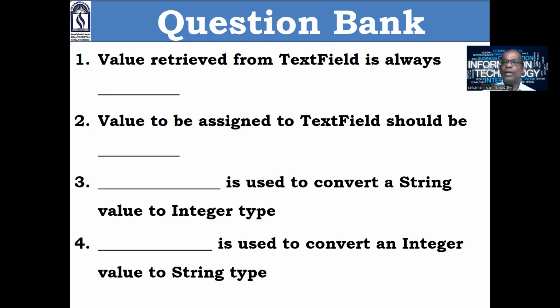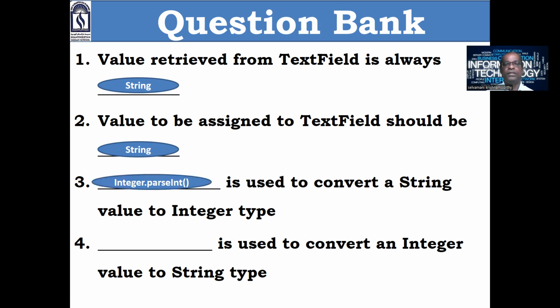Each and everyone can try to answer the questions. Number one, value retrieved from a text field is always dash. What is the answer? Yeah, you are right. The answer is string. Try the second one. Value to be assigned to a text field should be, good, that also string. Dash is used to convert a string value to integer type. What is the answer? Yeah, right. Integer dot parseInt. Last one. Dash is used to convert an integer value to string type. What is the answer? Yes, you are right. toString. Integer dot toString. Is it clear?